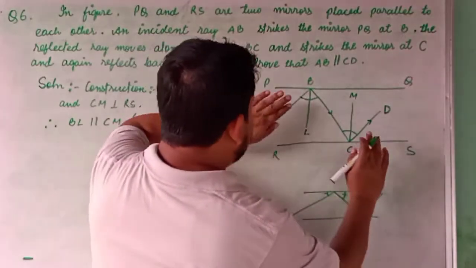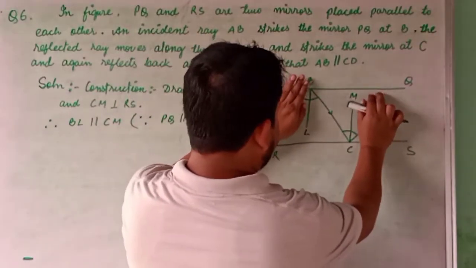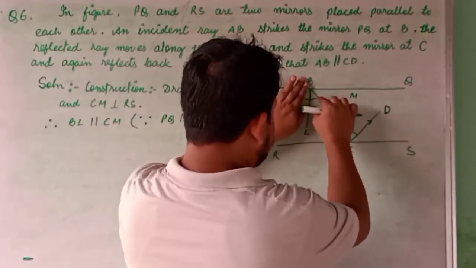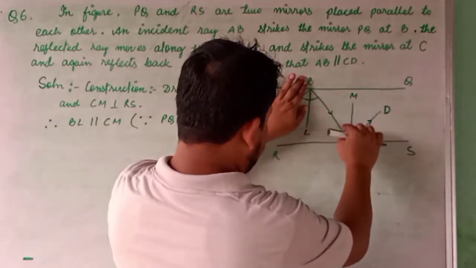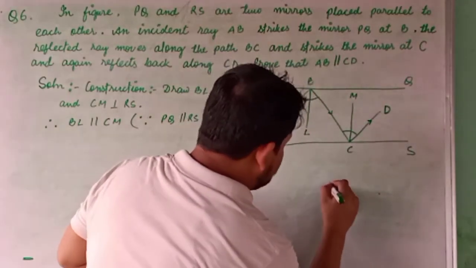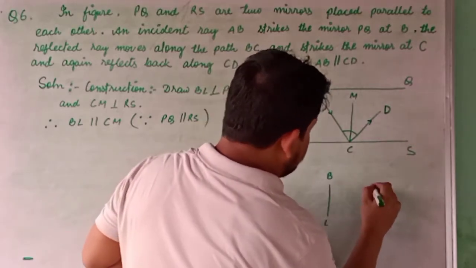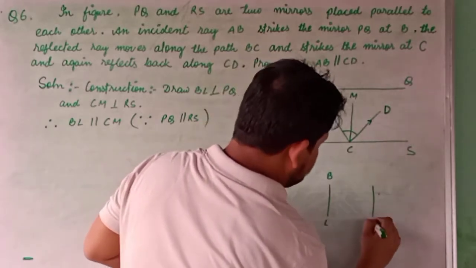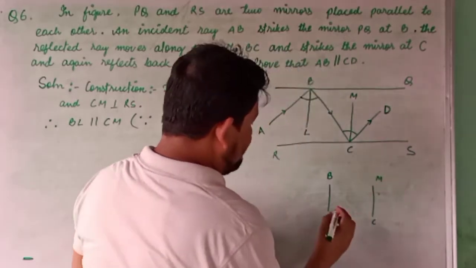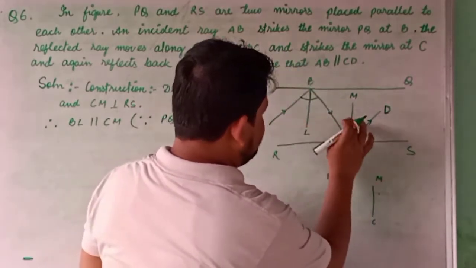So before that, now let us see. If these two lines are parallel, then this BC is one transversal or not? See here, let us draw: BL is parallel to CM. We have got it like this, so these two lines are parallel to each other, am I right?